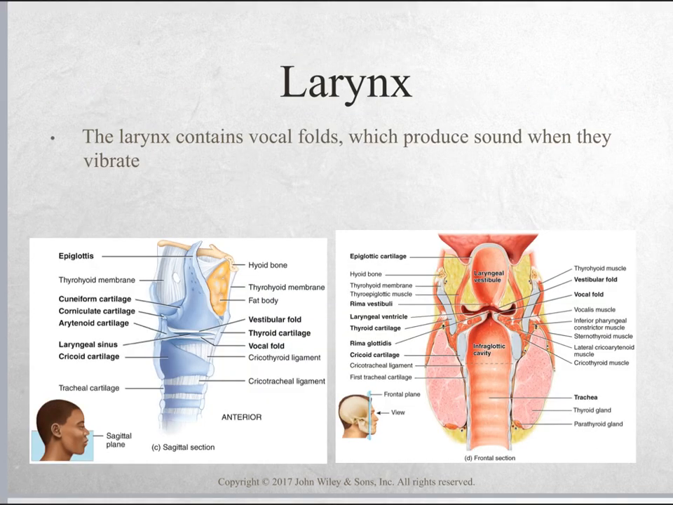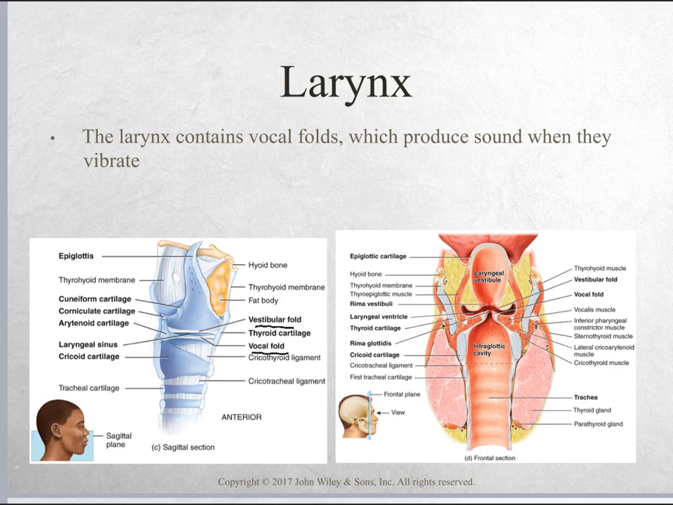Looking at the larynx from a different view, we can look at it mid-sagittally, looking on in. We can see our vestibular folds. These are known as our false vocal folds. And we see our true vocal folds right here. Right? This is what's being contained within that larynx, and when they move, when they vibrate, they're going to produce sound.